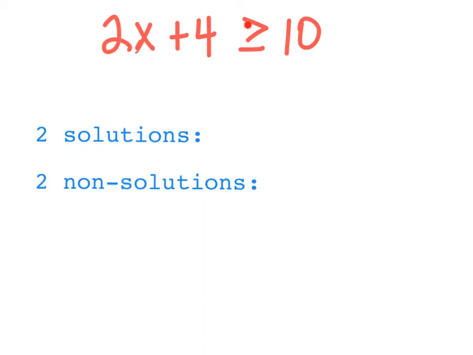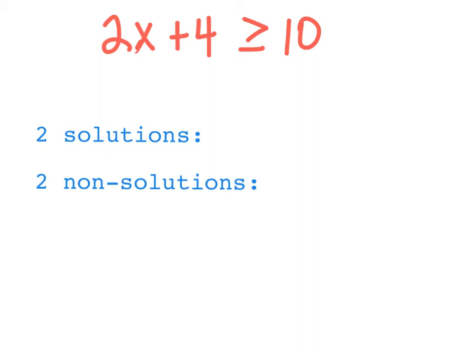We have 2x plus 4 is greater than or equal to 10. I'd like you to pause the video and think of two solutions to this inequality. So two numbers you could put in for x that would make this true. And then I want you to find two non-solutions. Two numbers you could put in for x that would not make this true.